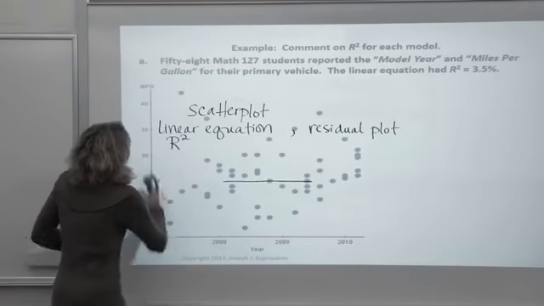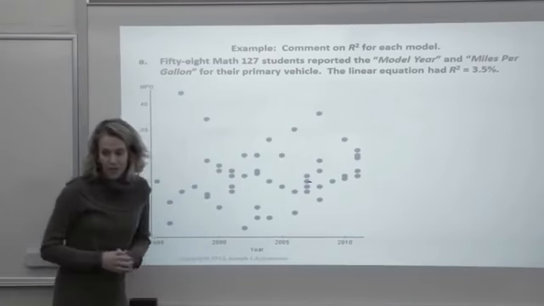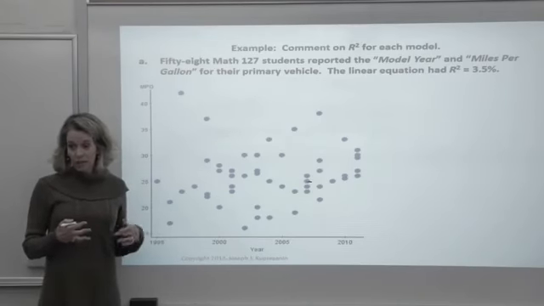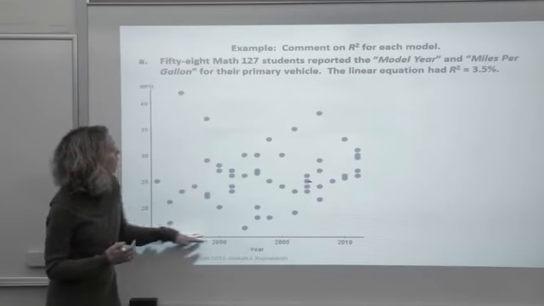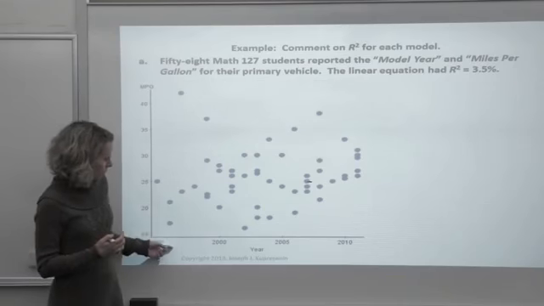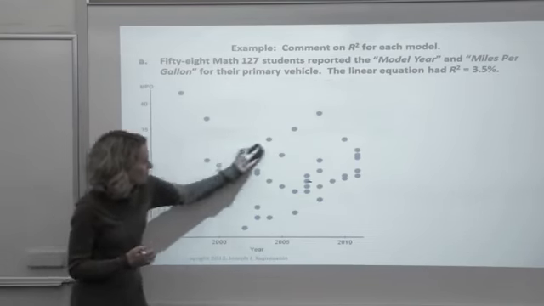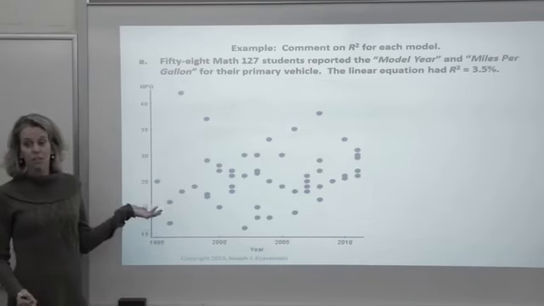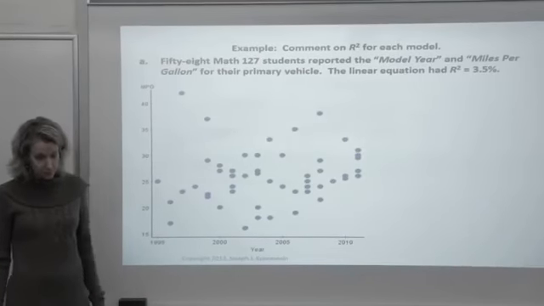All right, the first one. In your notes, you've got a few scatter plots here. So with this first one, this came from 58 stat students who reported the model year of the car they were driving, as well as the miles per gallon. We're trying to see if we can use the year of the car to help explain the gas mileage. So you can see what the scatter plot looks like here. The linear equation had an R squared value of 3.5%.